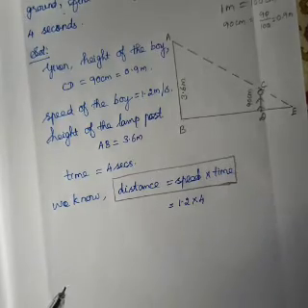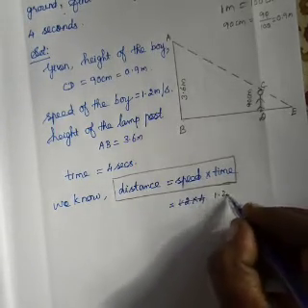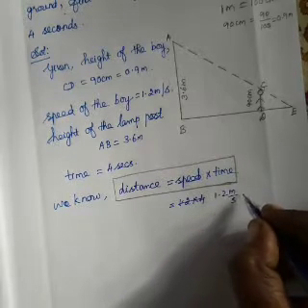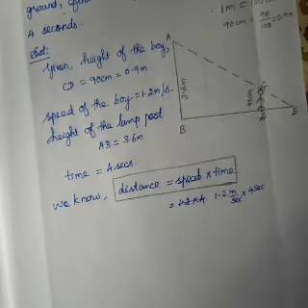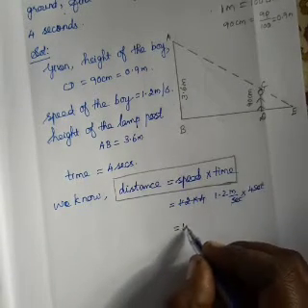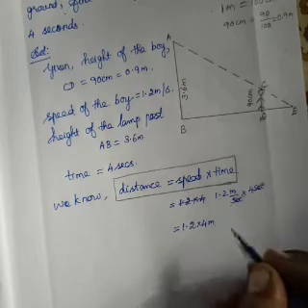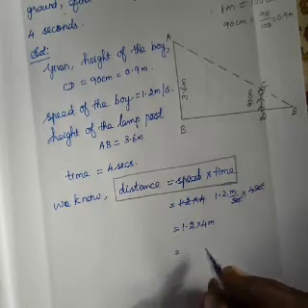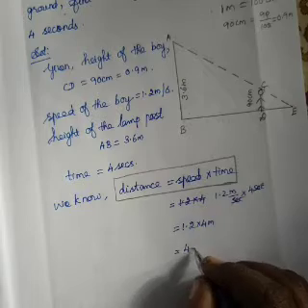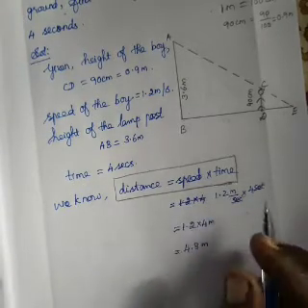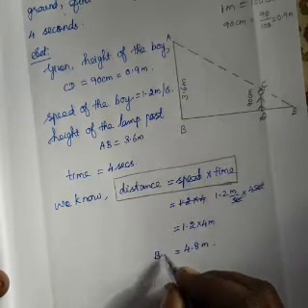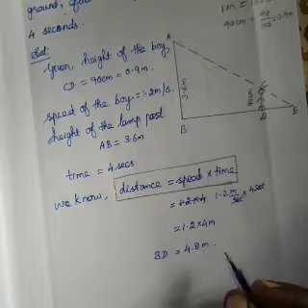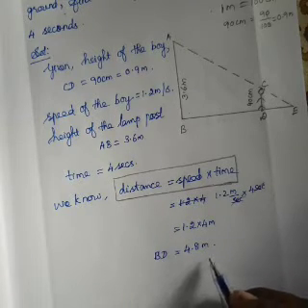You see here, 1.2 meter per second into 4 seconds. So this second will cancel. We can consider the distance in meter, which is equal to 1.2 into 4 meter. What is the value of 1.2 into 4? 12 4s are 48, so it is 4.8 meter. He covered this distance in 4 seconds, that is BD length. BD is equal to 4.8 meter. In 4 seconds, the boy covers 4.8 meter.